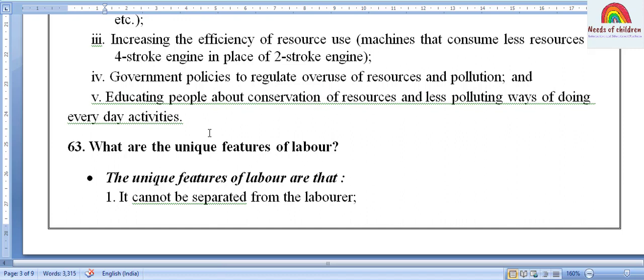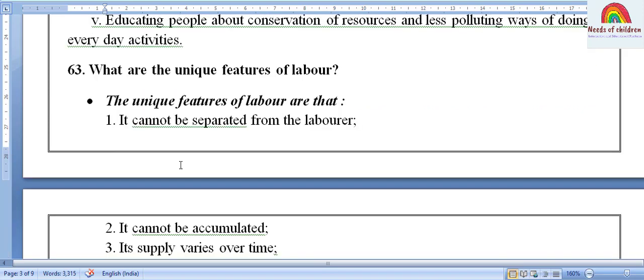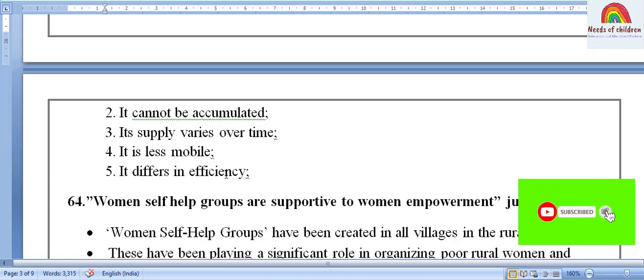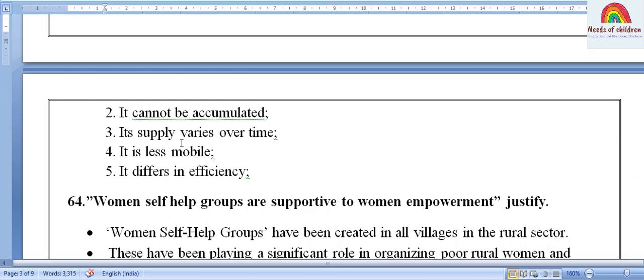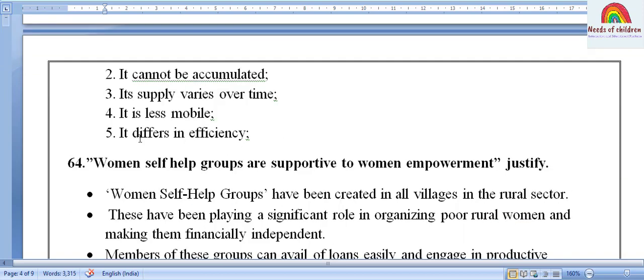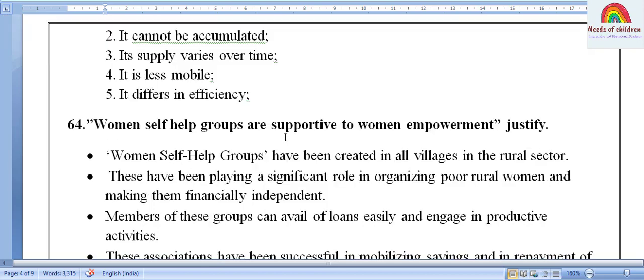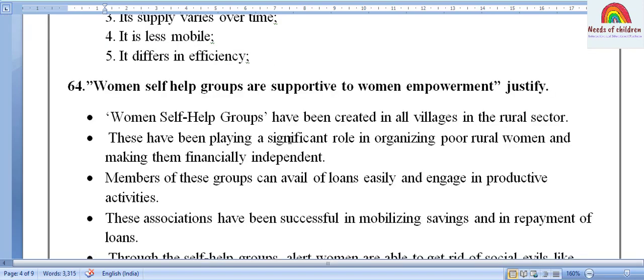What are the unique features of labor? So this is the question from 10th standard sociology, the lesson name called as labor. So here are some of the unique features of labor: it cannot be separated from the laborer. It cannot be accumulated. Its supply varies over a time. It is less mobile. It differs in efficiency. So these are the points. So let's move on to next question.